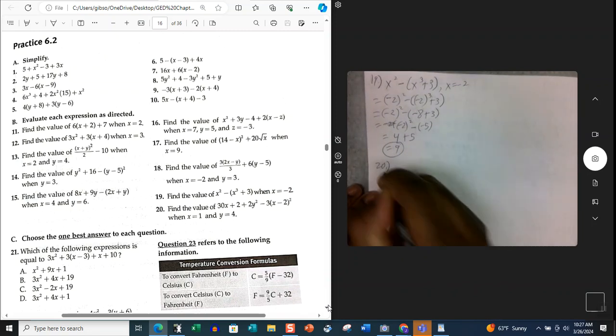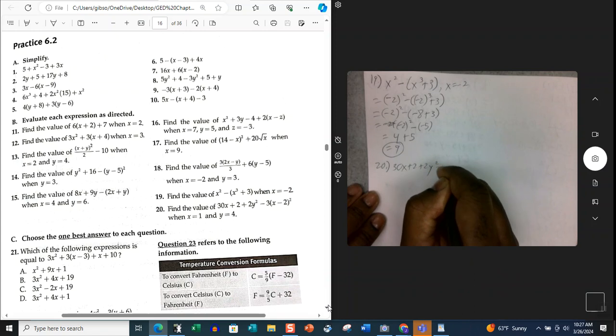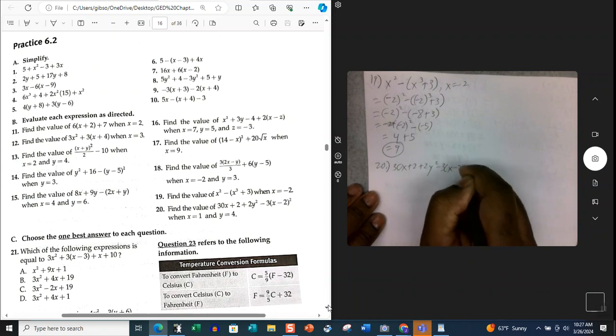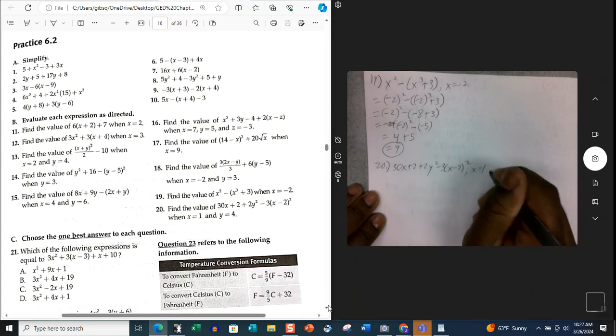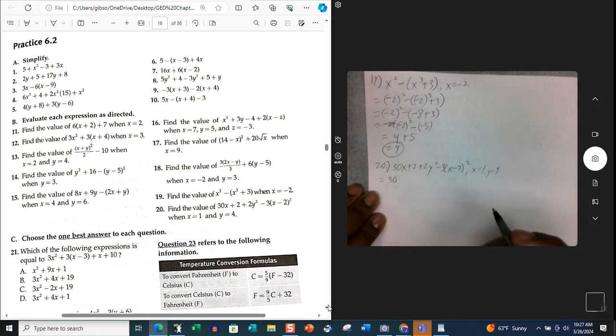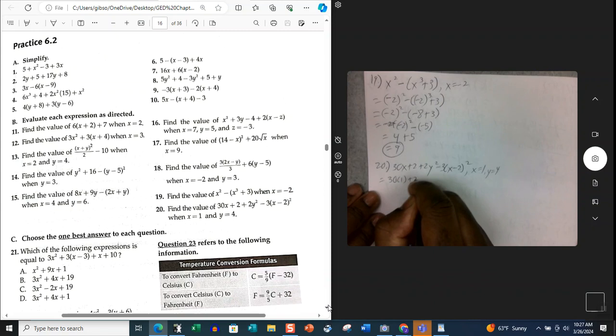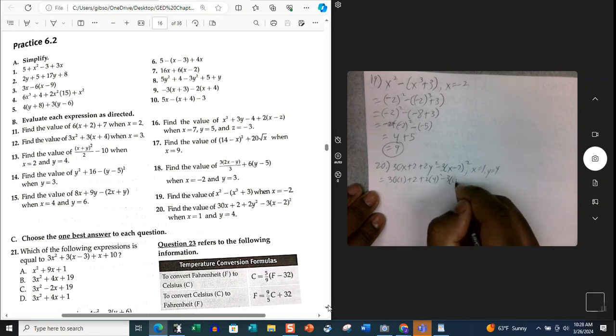Number 20, we have 30x plus 2 plus 2y squared minus 3 times x minus 2 squared. And they want us to find the value when x is 1 and y is 4. So we have 30 times 1 plus 2 times y is 4 minus 3, x is 1 minus 2 squared.